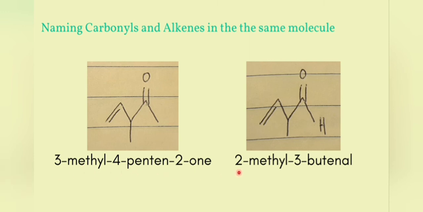So 3-methyl-4-pentene 2-one. And for this one, 2-methyl-3-butenal. And we will start counting from here. So 1, 2, 3, 4. So this would be called as butene. And aldehydes are present. Al replaces the E of the butene. And 3 because the double bond is located on the 3rd carbon. So 1, 2, 3, 3-butenal. And 2-methyl because the methyl is located on the 2nd carbon. So 1, 2, 2-methyl. So 2-methyl-3-butenal.